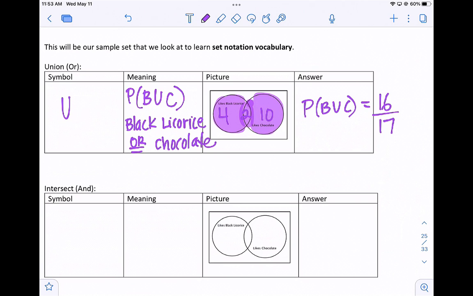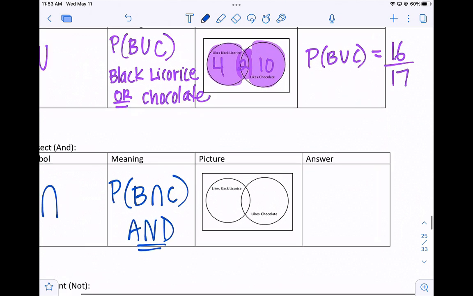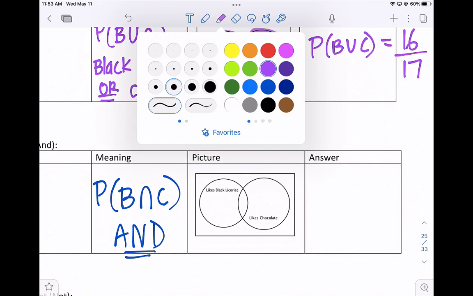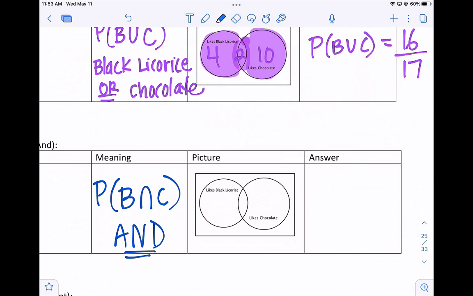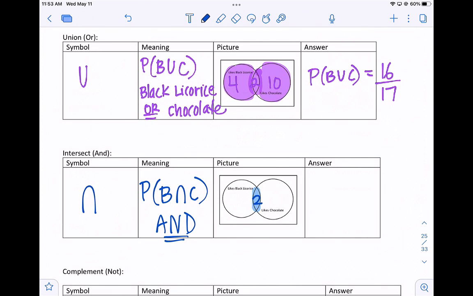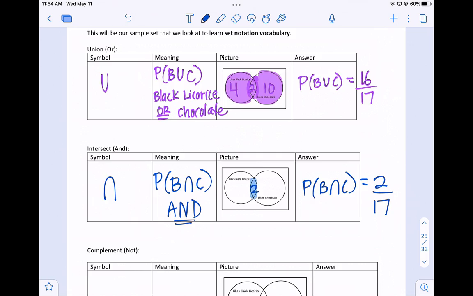All right, and this one looks more like an A. So it's an upside down U, and again, it means and. So if we have the probability they like black licorice and chocolate, that would be the overlap of both. So we'd be looking right here, and that would be 2. So the probability they like black licorice and chocolate would be 2 out of 17 total.